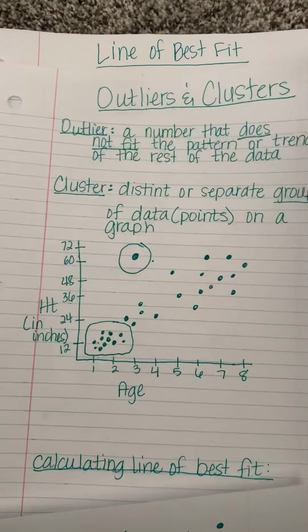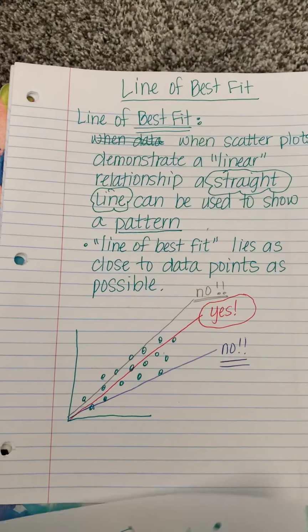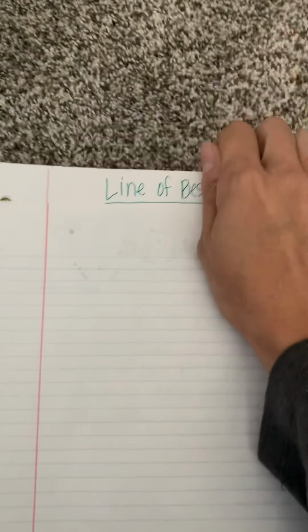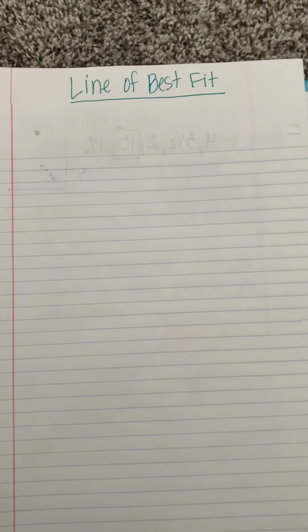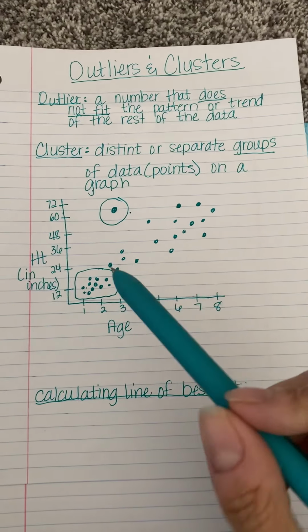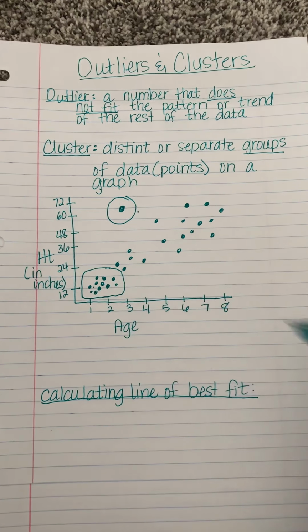And then I want to show you what a line of best fit is. Don't look at the rest of that yet. Okay, here we go. All right, line of best fit. When we are looking at a graph like this, if you notice, it does have what kind of association with it?